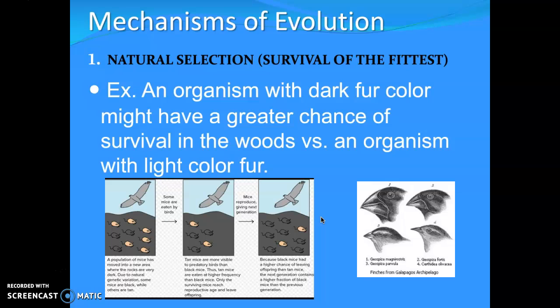So for example, if you have an organism with dark color fur that can blend into the woods, they may have a better chance of survival than something that has light colored fur. So if I look at this little scenario, I have some dark colored mice and some light colored mice, and then I have a predator circling above. Of course, the predator is probably going to see these light colored mice a little bit easier. So that means that the dark ones are going to be able to survive, and over a period of time, the population is going to gradually turn more to dark-colored mice.